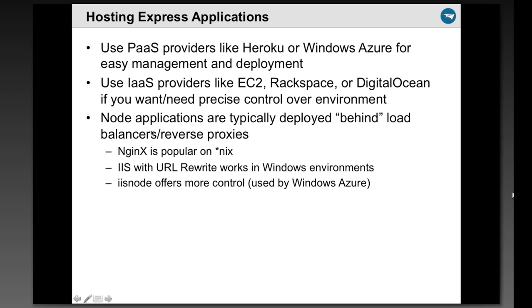So that's an option. When you're doing that, though, most people do not put Node apps directly on the internet. They usually hide Node apps behind some load balancer or some reverse proxy. Nginx is probably the most popular one right now. It's quickly overcoming Apache as far as the most widely used non-Windows web server. And Nginx is really easy to configure to be a reverse proxy.